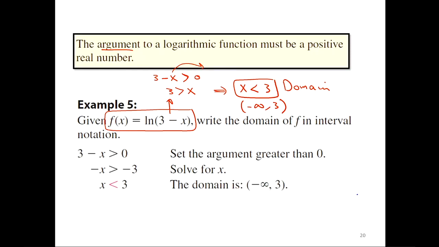Okay, any question? So if we need to find the domain for an exponential function, the domain is from minus infinity to infinity, directly. But in a logarithmic function, the argument must be positive. So we must find the values of x that make the inside of the ln, or logarithm, positive. Any question? Any question about this example?